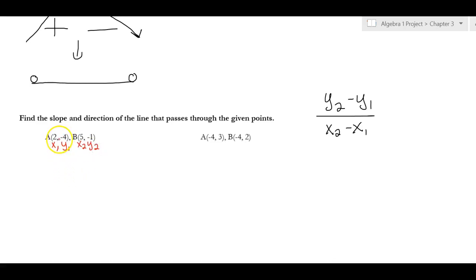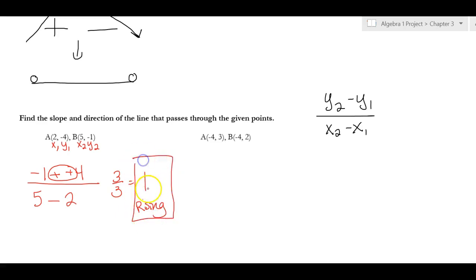So that's one of the important things. A lot of people will say x1, x2, but remember it's always x then y. All right, so now I'm going to plug it into my formula. y2 is negative 1 minus, it's always a minus, y1, which is negative 4. x2 is 5 minus x1 is 2. So two negatives here become positive. So I get 3 over 3, which is a positive 1. It's positive, so it's a rising slope. And so those are my answers for that one.